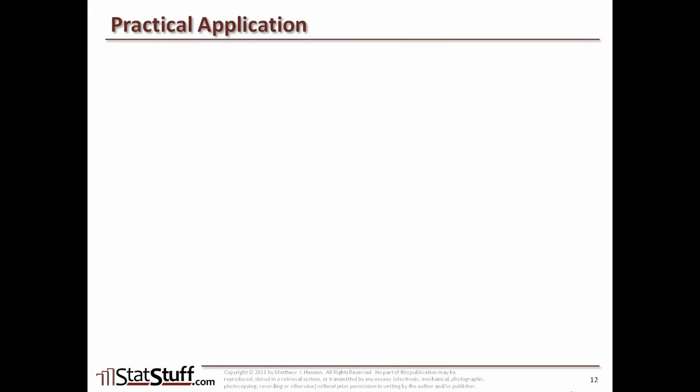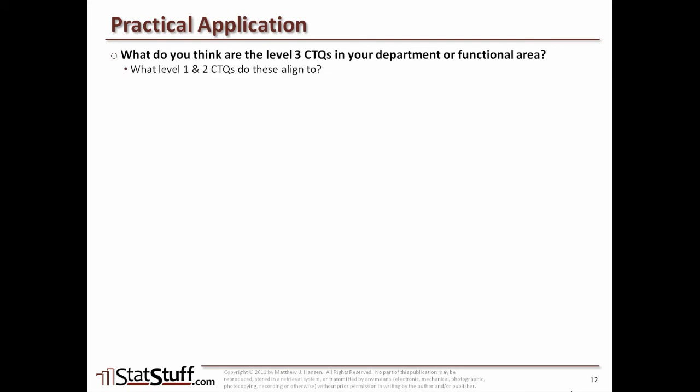All right, before we close this lesson, let's discuss how we can apply some of these concepts in a practical way. I know we went through a lot of detail in the CTQ Drilldown, but I want to ask you a few extra questions and things to look for. For example, what do you think are the level 3 CTQs in your particular department or your functional area? And then for those items, what do you think are the level 1 and level 2 CTQs that they all align to? And what other critical metrics do you have in your functional area that you just can't align to the CTQ Drilldown? I would really challenge you to explore to find those.